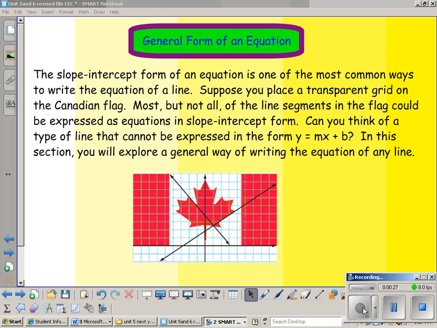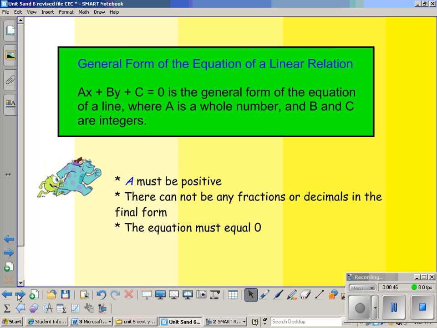Can you think of a type of line that cannot be expressed in the form y equals mx plus b? How about a vertical line? Vertical lines have undefined slope, so we wouldn't be able to write it in this form. So in this lesson today, we're going to explore a general way of writing the equation of a line.